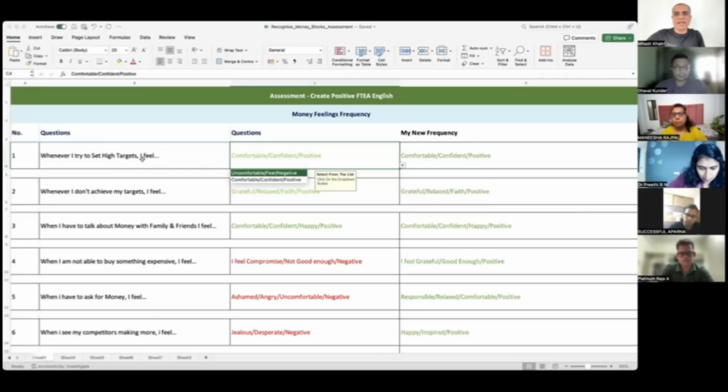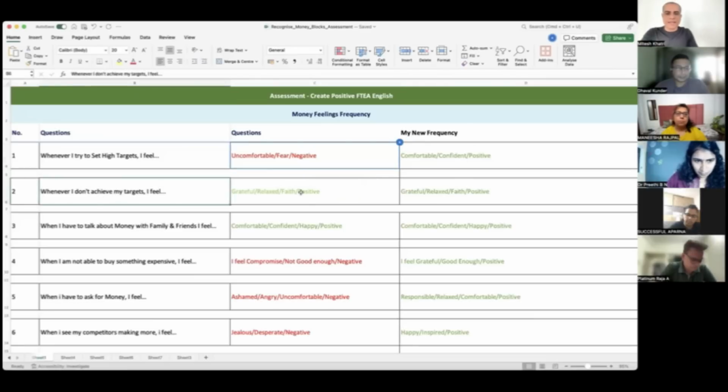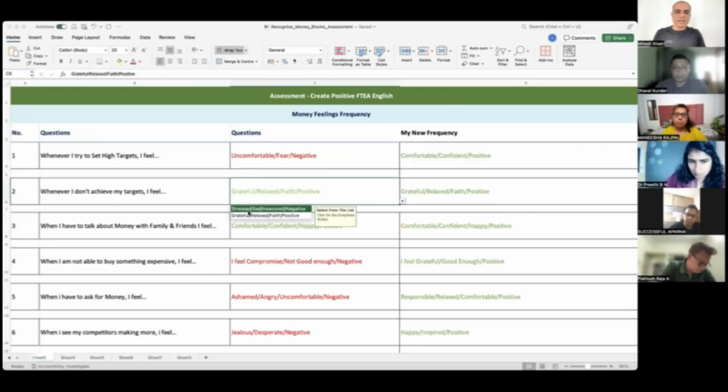When I try to set high targets, I feel either uncomfortable, fear, or negative, or comfortable, confident, and positive. Uncomfortable, fear, and negative. So I'm going to select that for you. And we are also going to make that as red. Okay. Whenever I don't achieve my targets, I feel. So let's say you didn't achieve your target. You had set a target for the month and you didn't achieve it. Do you feel stressed, sad, insecure, negative, grateful, relaxed, faith, or positive? Stressed. Very stressed and insecure.